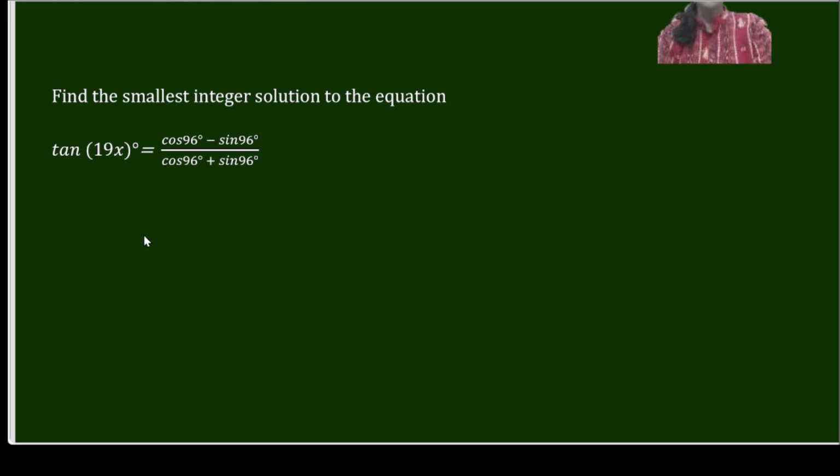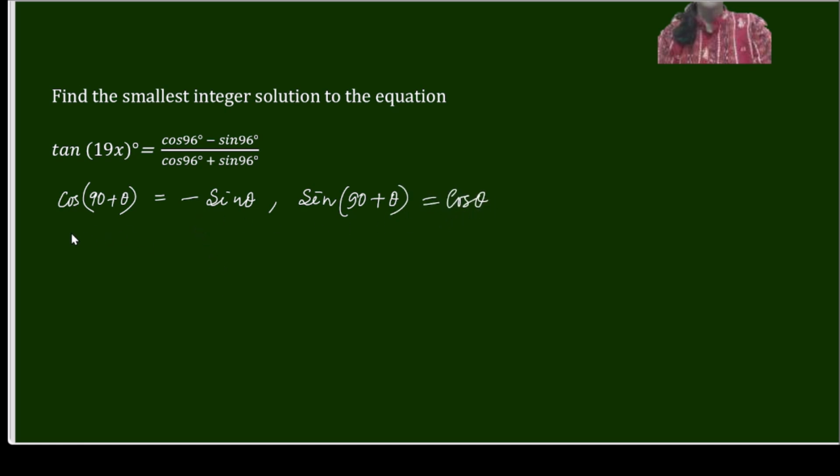So let's proceed. I'll apply some trigonometry formula on the right hand side to make it into an acute angle. Directly we can apply, but let me convert this into an acute angle by applying the formula cos 90 plus theta equals negative sin theta, and sin 90 plus theta equals cos theta.